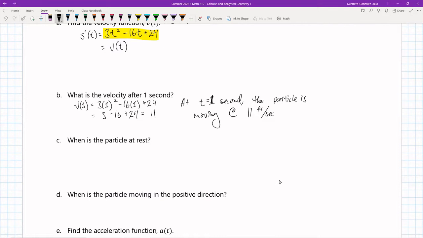The next question, when is the particle at rest? Okay, at rest means it's not moving. It's just not moving, okay? So that means we are looking for v of t, right? Or s prime of t, because we know both of those are equal. We're looking at when it's at rest. It's not moving, AKA the velocity is 0. Okay?